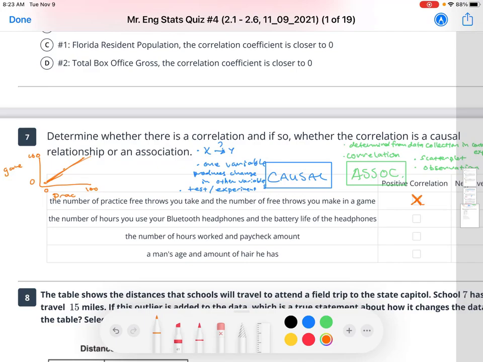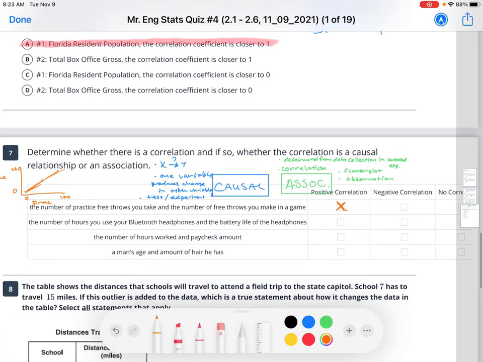Okay, does X cause Y? It's hard to do a controlled experiment for a game time prediction. Does that make sense? Like in practice, you might take 100 free throws, but you can't take 100 free throws in a game. So I think you can make some observations, or I think association is the correct answer.